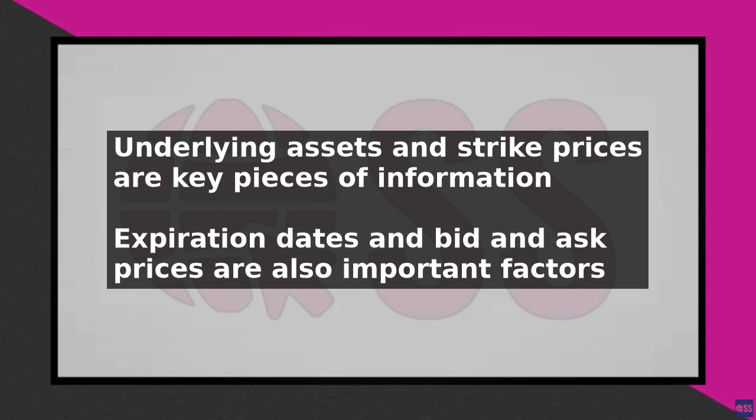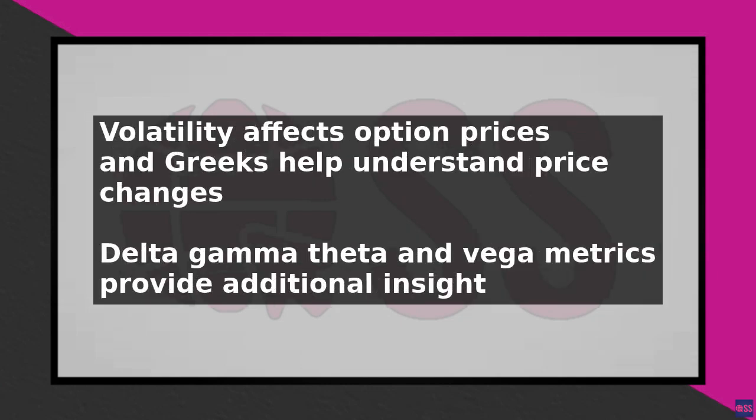Another key concept is volatility, which is a measure of how much the price of the underlying asset is expected to fluctuate. Higher volatility means higher option prices, while lower volatility means lower option prices. You'll also see the delta, gamma, theta, and vega, which are known as the Greeks. These metrics help you understand how the option's price will change in response to changes in the underlying asset's price and volatility.